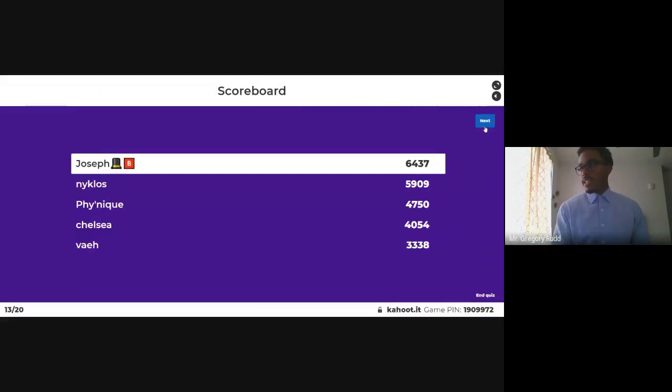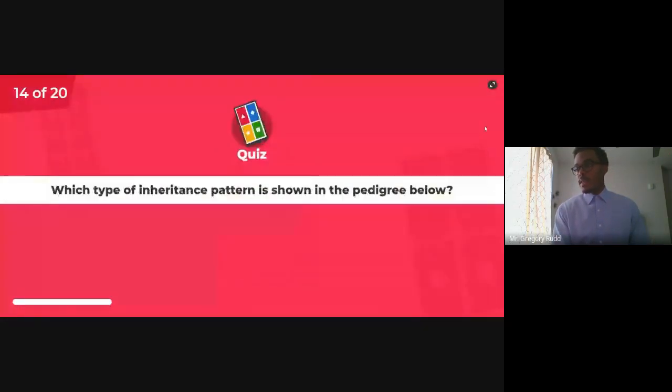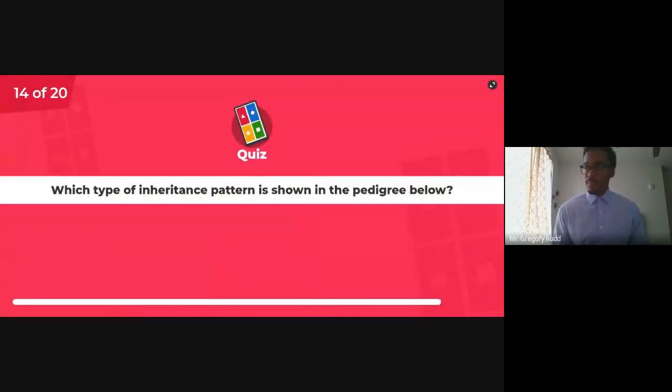Who got that question right? Good job, Nick. Okay, 7 questions left. Which type of inheritance pattern is shown in the pedigree below?